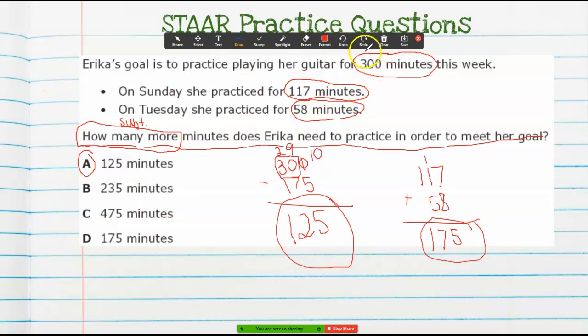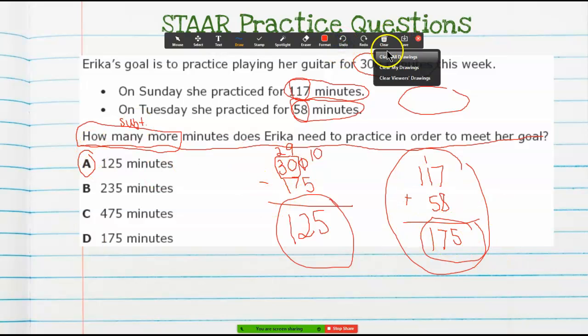Okay, so again, that was a two-step problem. I know she has 300 minutes, and we need to figure out how much she has left to practice. Okay, so I know she's practiced this so far, and I know she's practiced this so far. So we add up what she's practiced, and we subtract it from what she needs to get to 125. Don't get stuck on that first step and pick D as your answer, because that is not your answer. Okay? You need to make sure you follow all of the steps.